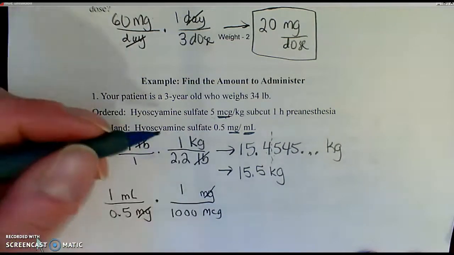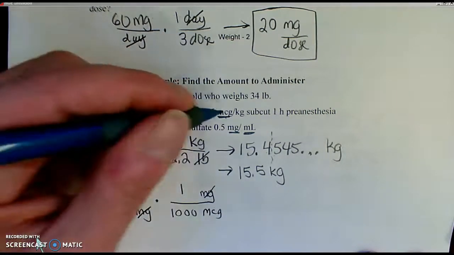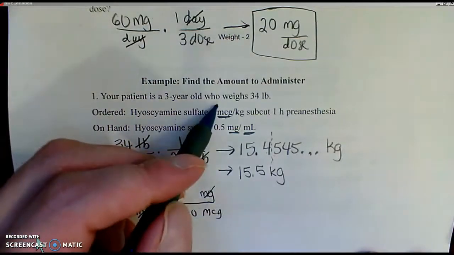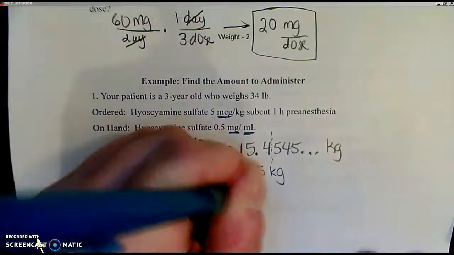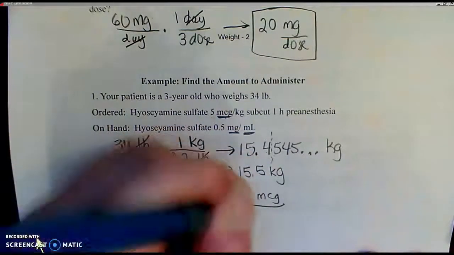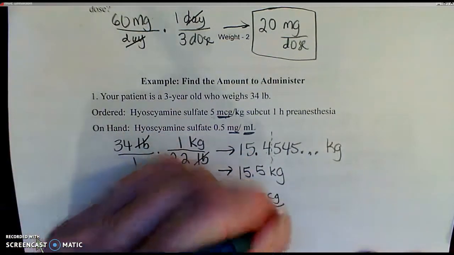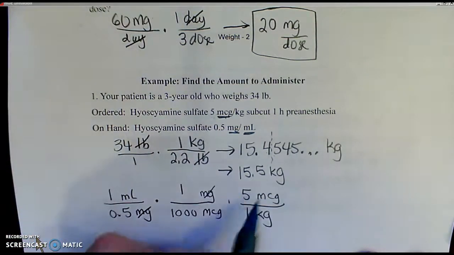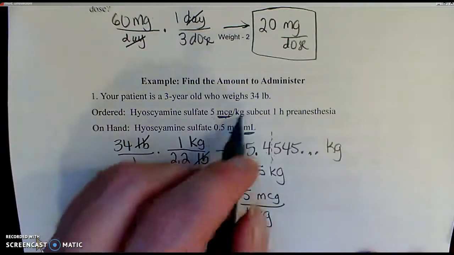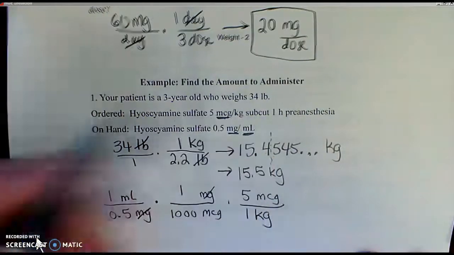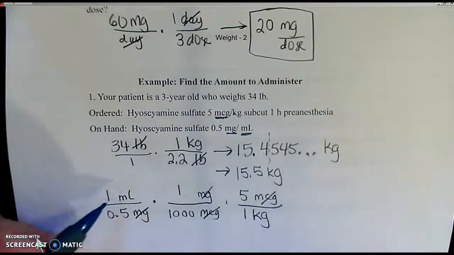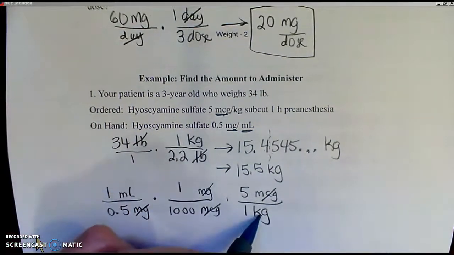Now we can use the order, which is in micrograms per kilogram. We want to get rid of these micrograms. So now we'll multiply by 5 micrograms per kilogram in the bottom here. And we'll put a 1 there just to remind ourselves that it's 5 micrograms for every 1 kilogram of the patient's body weight. So now that cancels the micrograms, and the units we've got are milliliters per kilogram.